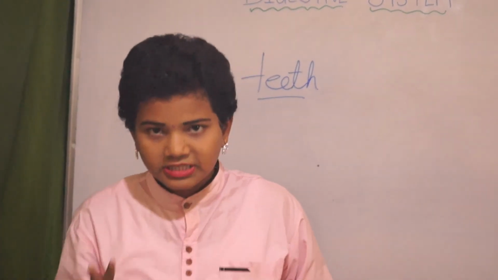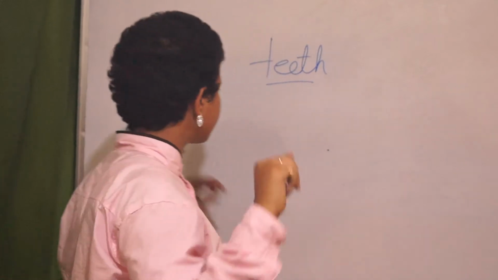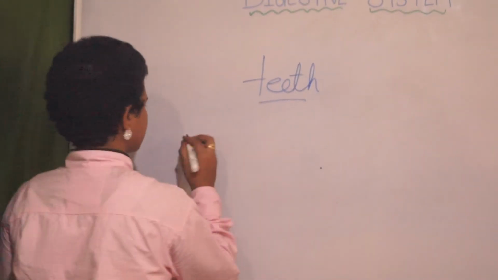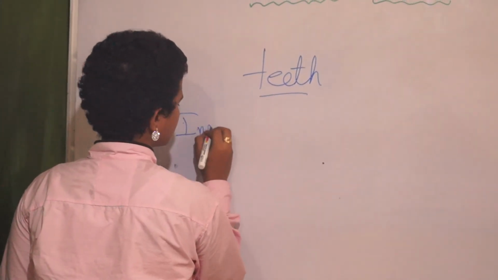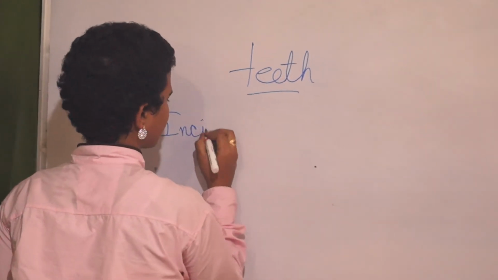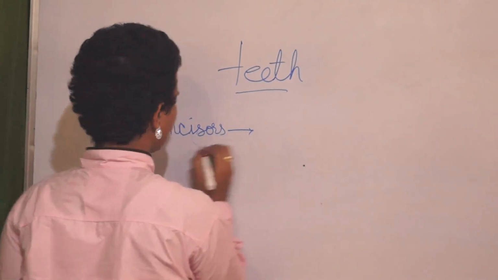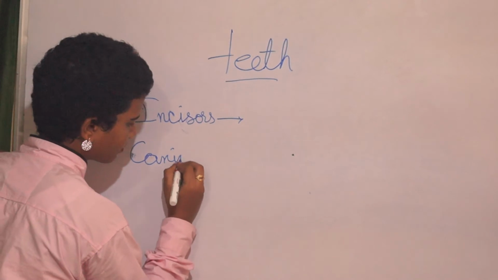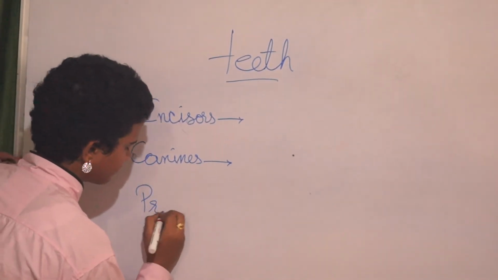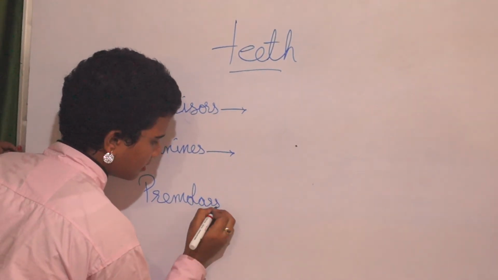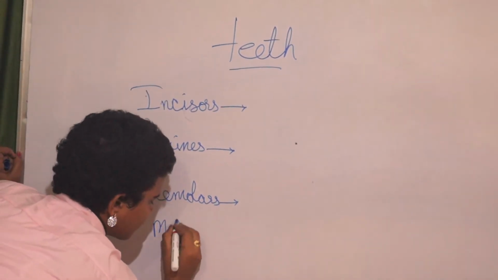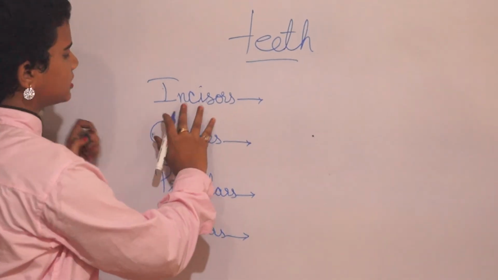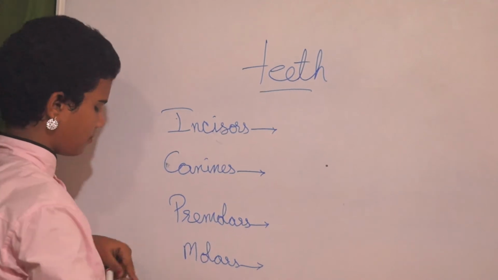There are four main kinds of teeth. The first one is incisors, then canines, premolars and molars. Let us write them down here: incisors, canines, premolars and molars.